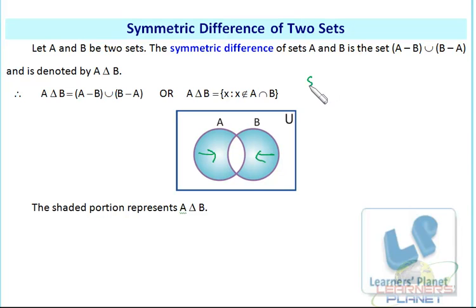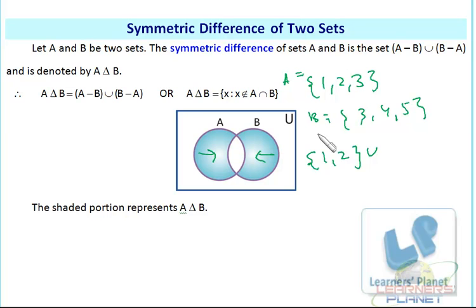I can take one example over here. So suppose 1, 2, 3, that's A, and B is say 3, 4, 5, right? So only A is 1 and 2. Only B is 4 and 5. Number 3 is common between the two, so I'm taking it out. Okay, so a union of all these is this, and that is actually A delta B. Okay, I hope you are getting it.